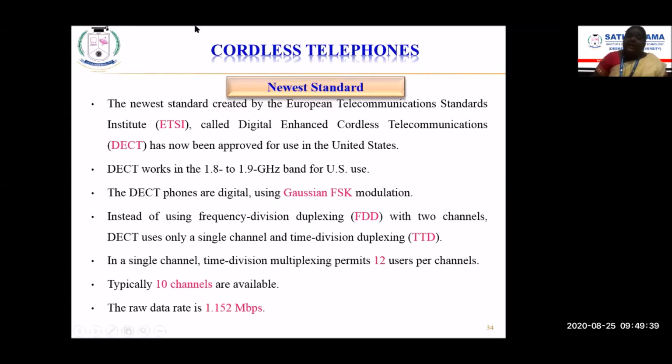Therefore, in the case of a single channel, time division multiplexing permits 12 users per channel. That is, a single channel will be able to accommodate 12 users. Typically we have 10 channels, so that is 12 into 10. That means that many signals can be transmitted with time division multiplexing. These telephones make use of time division multiplexing channels instead of frequency division duplexing methods. The data rate is 1.152 megabits per second, which is the rate at which the data is transmitted.